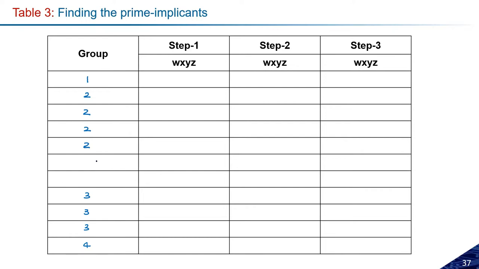Now if we talk about the first group, it was 0000, which is equivalent to decimal zero. The second group was 5, 6, 9, and 10, the numbers in group two. So 5 is equivalent to 0101. The next, 6, is 0110, and the next number was 9, which will become 1001.